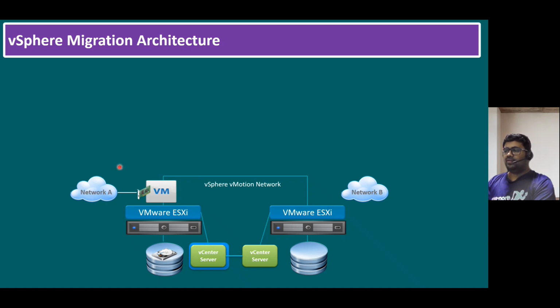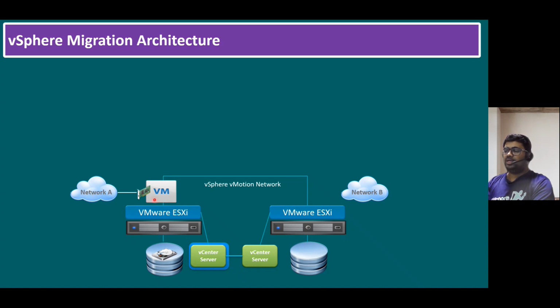If you notice here, on the left portion we have an ESXi host connected to the shared storage, and inside the shared storage we have a virtual machine disk. On top of the hardware we install ESXi. On top of ESXi we can create multiple VMs, but for easy understanding I'm just showing one virtual machine, connected to network A.